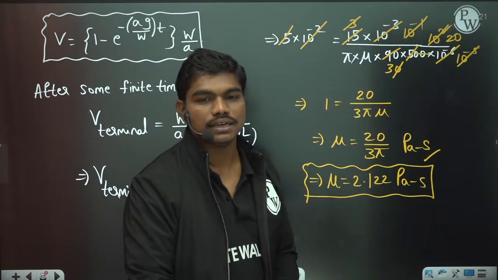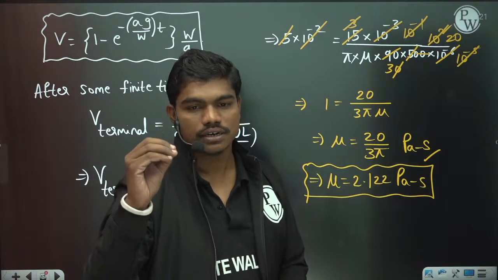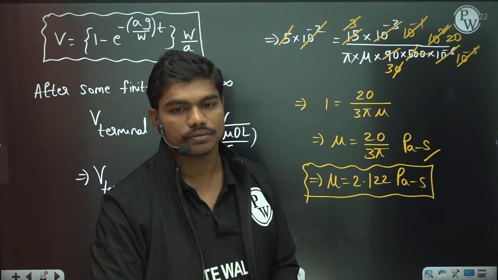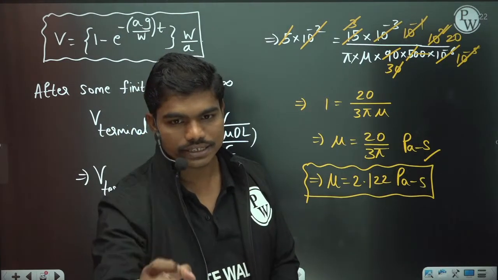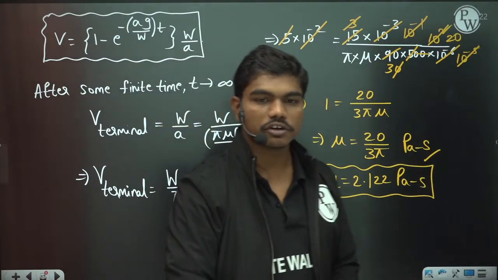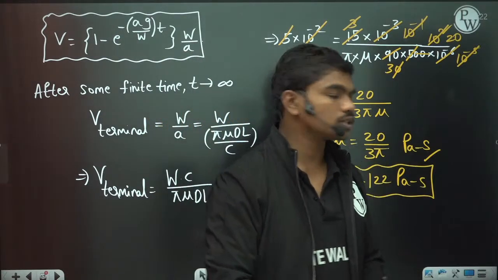Viscous force. Correct? Yes, it is basically the viscous force that is trying to stop the cylinder. Because of the viscous force, the velocity is coming down. Good question. Now, let us go for the next question.